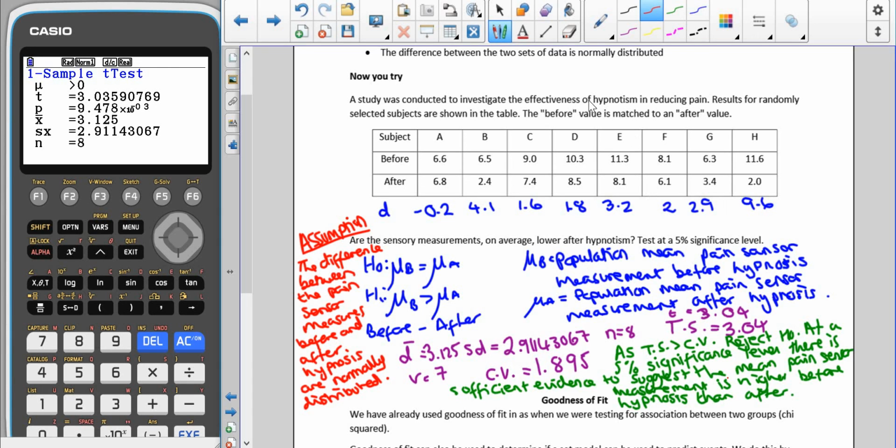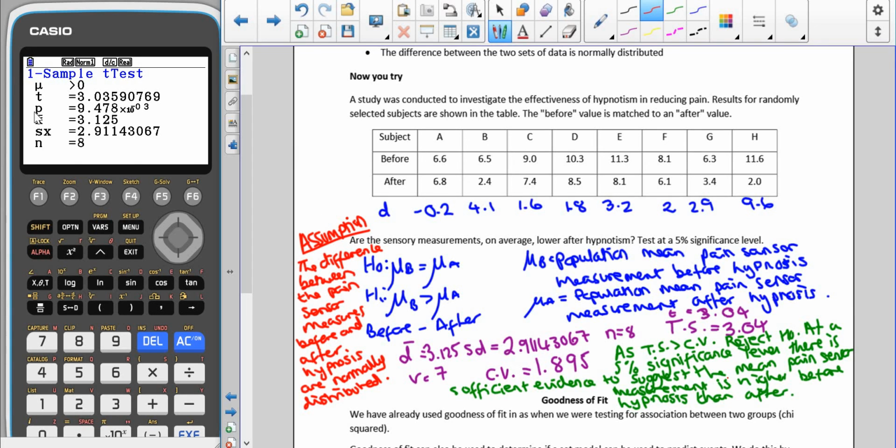And again, in our description here, nothing about normally distributed. It does say about a random sample, randomly selected. So our assumption is that the difference between the pain sensor measurements before and after hypnosis are normally distributed.